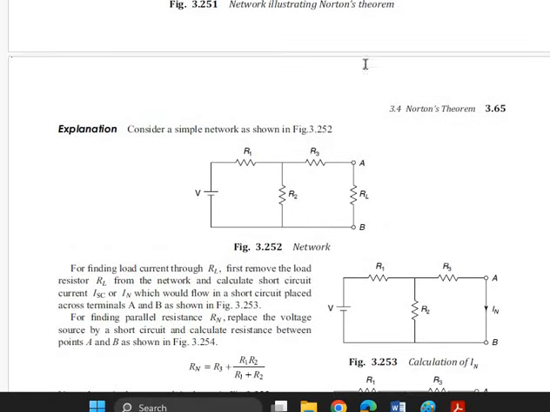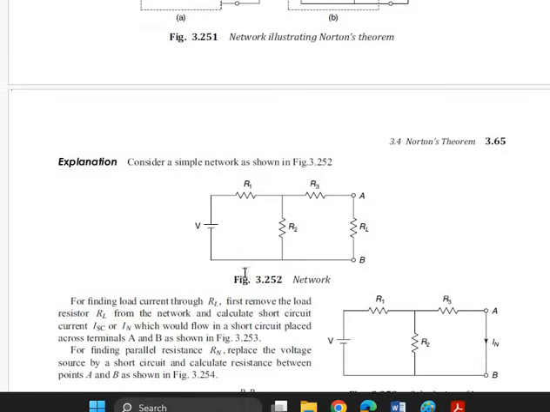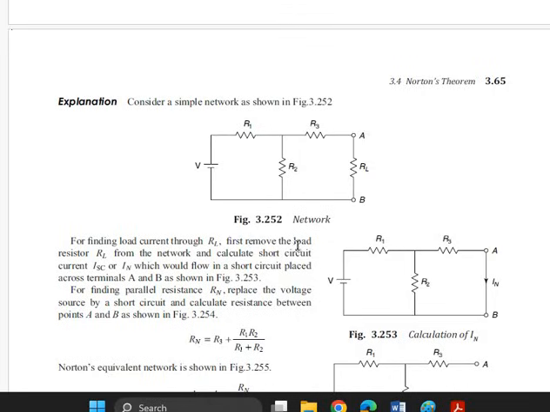So first we have to find out the equivalent circuit parameters RL, RN and IN. For finding the current through RL, first remove the load resistor RL from the network and calculate the short circuit current ISC, or else the short circuit current can also be called as IN, which would flow in a short circuit placed across terminals A and B as shown in the figure.